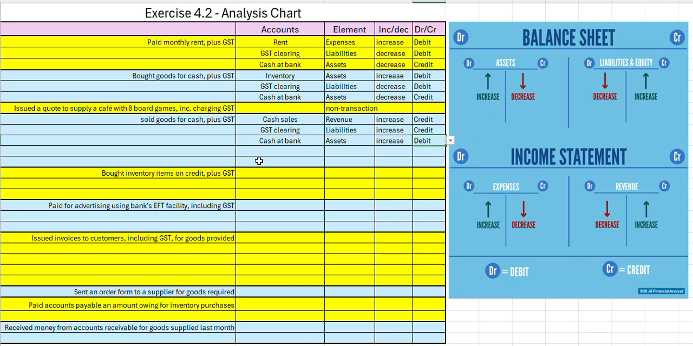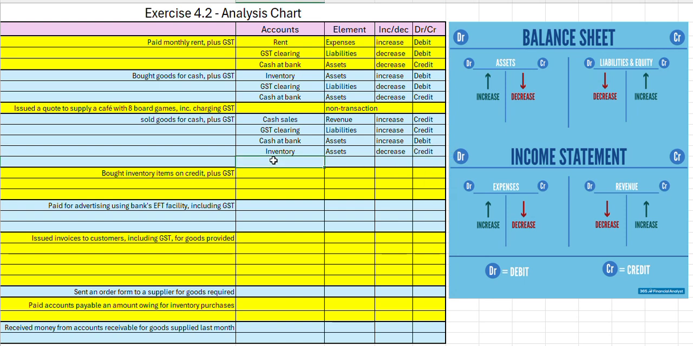Now that's dealing with the sale price effect. We've given up some goods, some inventory. So therefore our inventory is actually being decreased because we've handed it over to our customer. And when we decrease an asset, that triggers a credit entry.